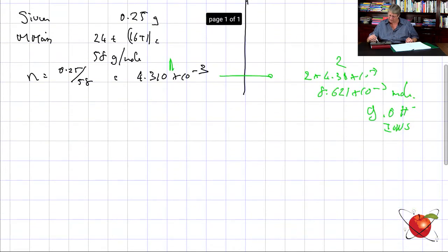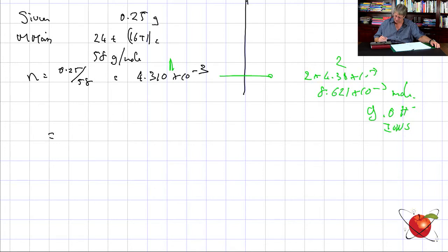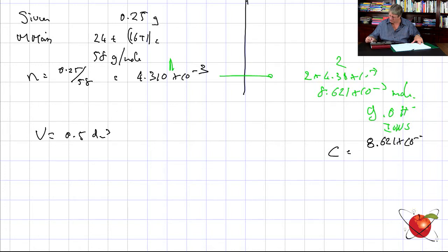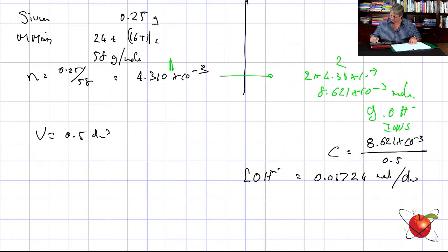What do I do with that? Well, what am I looking for? I'm looking for concentrations. Don't jump ahead here. We said concentration of H3O we're looking for. We'll get to it. The volume that we were given, the V, is equal to 0.5 decimeters cubed. Thus, the concentration is equal to 8.621 times 10 to the minus 3 divided by 0.5. So my concentration is 0.01724 moles per cubic decimeter. This is the concentration of the OH minus. The moment you are given a base, you work to concentration of OH minus, because we're then going to change it to concentration of H3O.